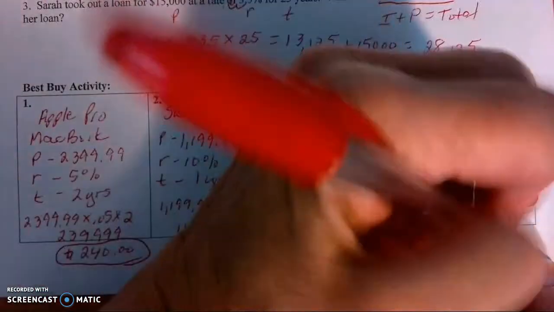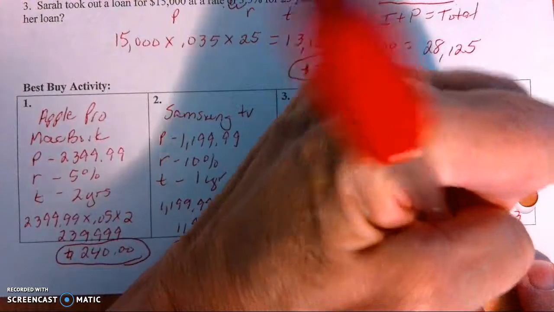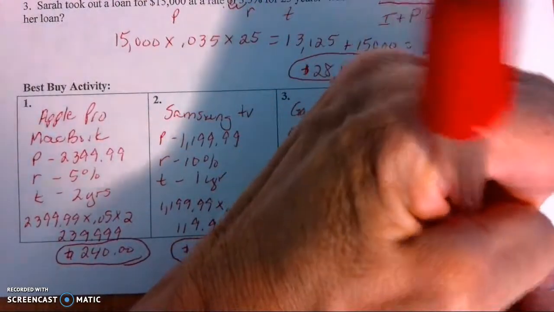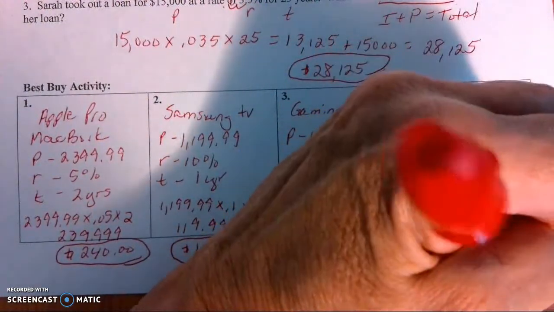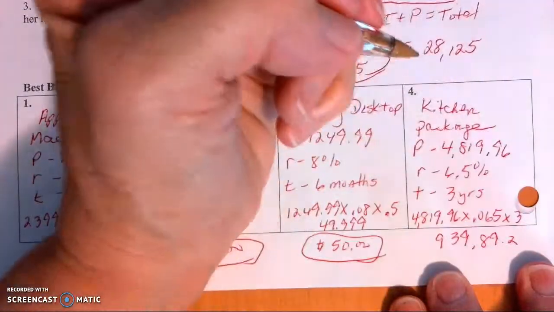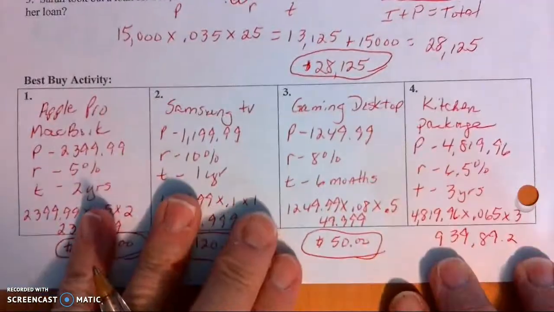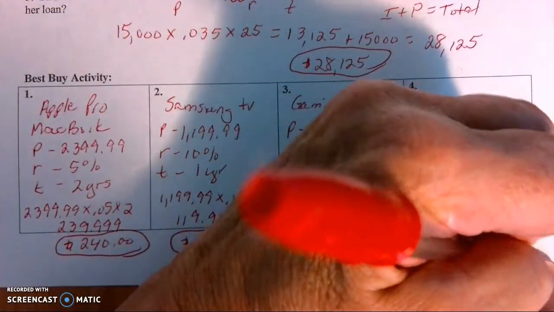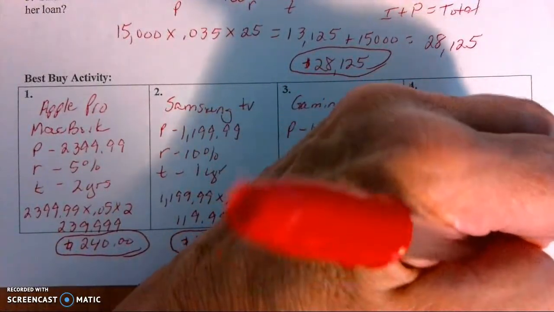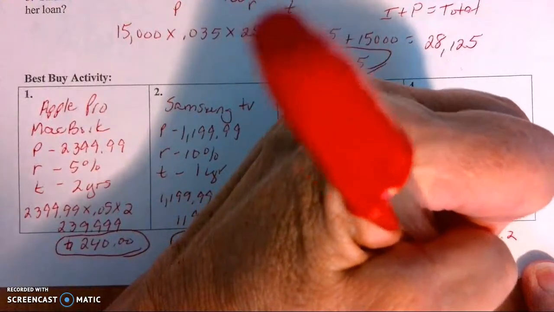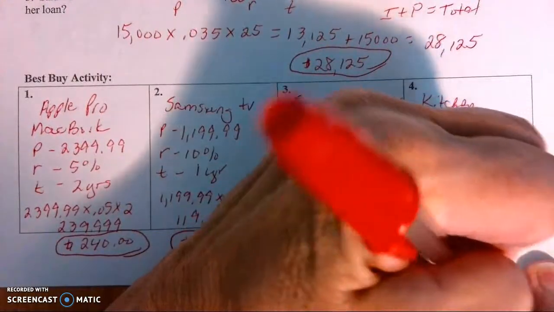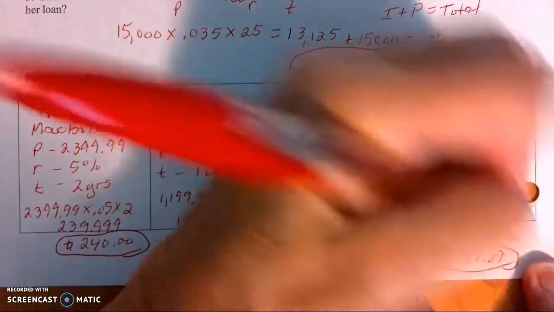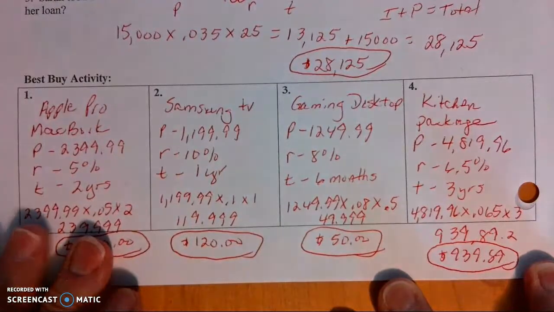Okay, when I multiply that, it's going to be $939, and then the decimal's 0.892. I'm going to round this to $939.89, and that will be the amount of interest I will pay.